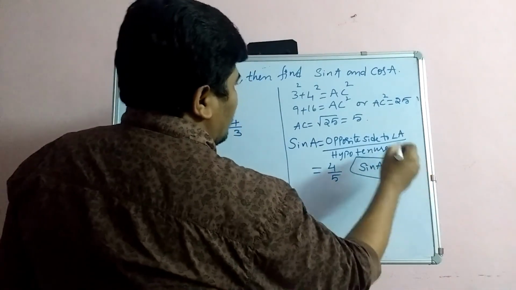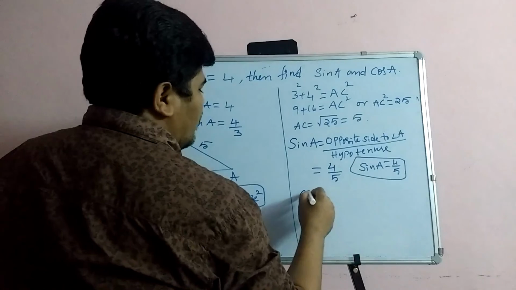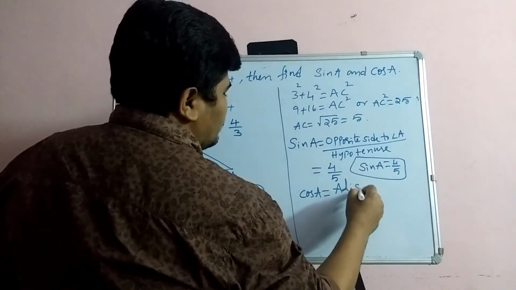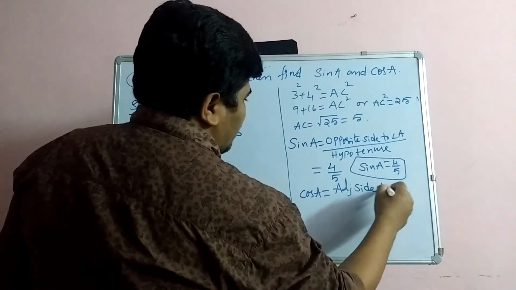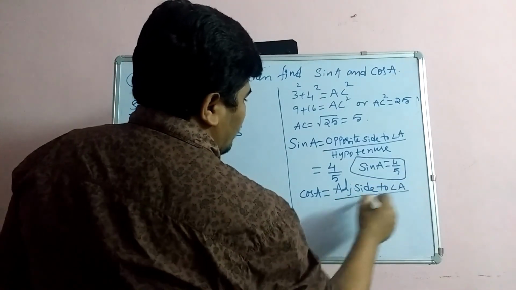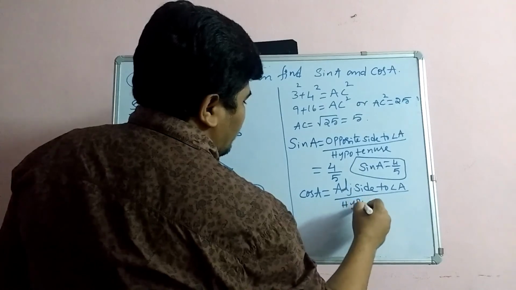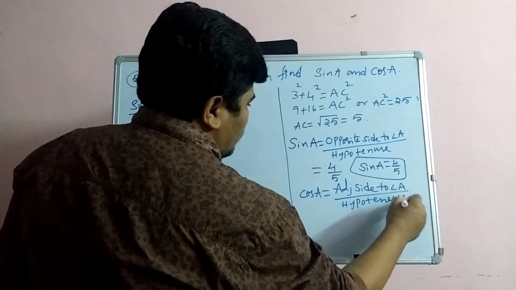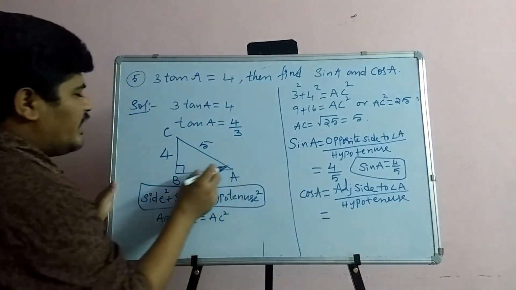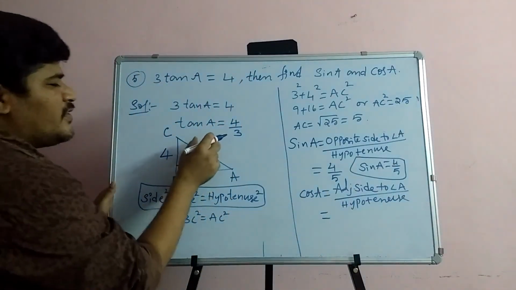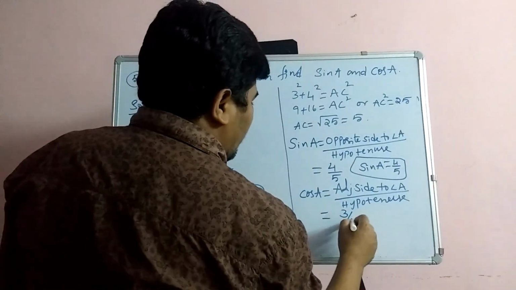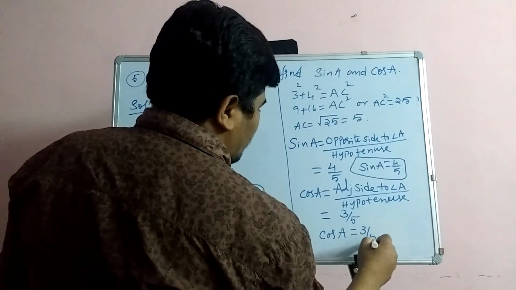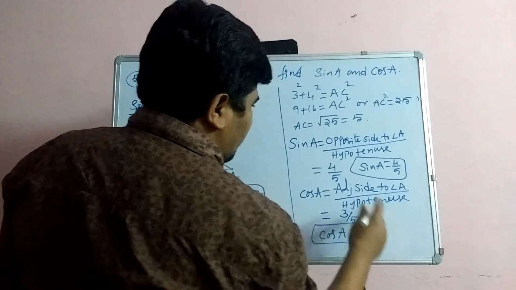And students, they are also asking us to find the cos A value. So cos A is equal to adjacent side to angle A by hypotenuse. Okay, adjacent side to angle A by hypotenuse. So what is adjacent side to angle A? 3. And what is the hypotenuse? 5. So 3 by 5, therefore cos A is equal to 3 by 5. Okay, so children, in this way we will get the answer.